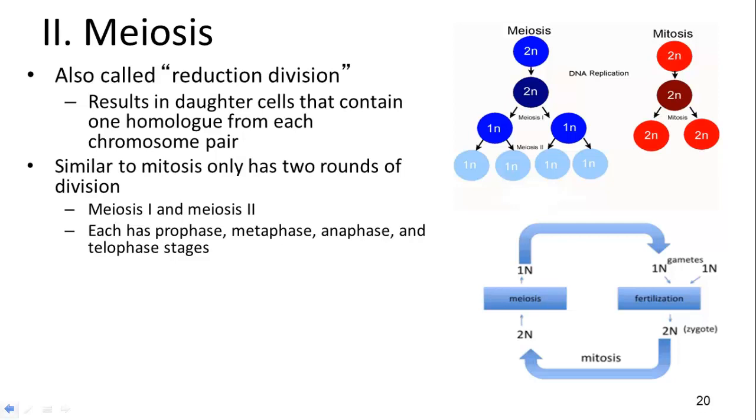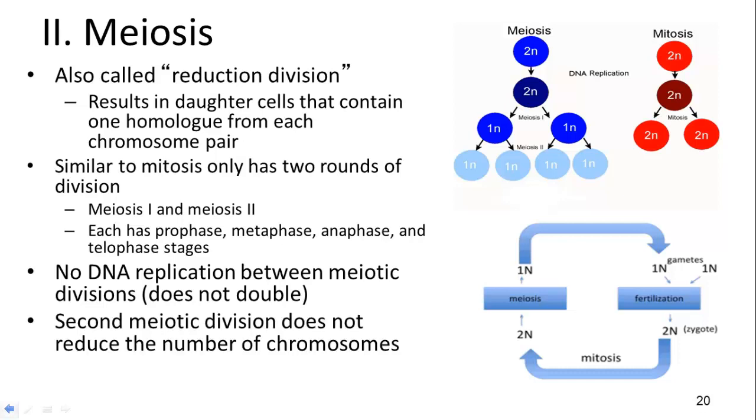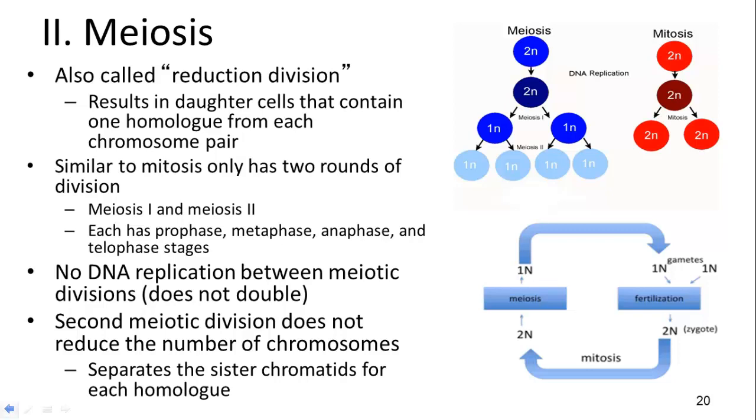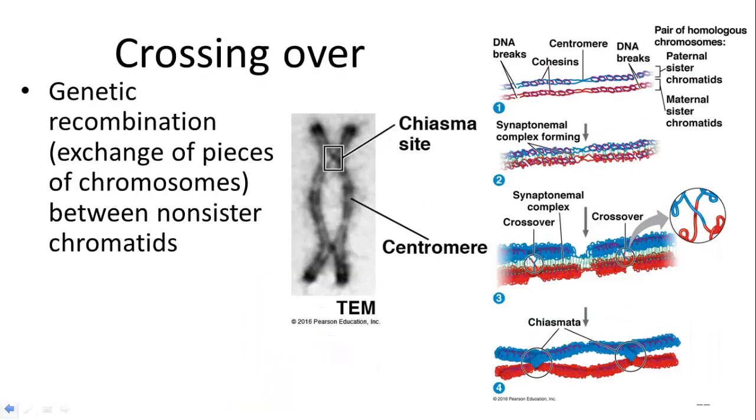Meiosis 1 and Meiosis 2, and each of them have a prophase, metaphase, anaphase, and telophase stage. There's no DNA replication between the meiotic divisions, so it doesn't double, and that allows it to split. When it splits twice, it reduces the number of chromosomes. And then the sister chromatids are separated for each homologue. All right, so meiosis has two phases, meiosis 1 and meiosis 2, and we'll go through each of those.